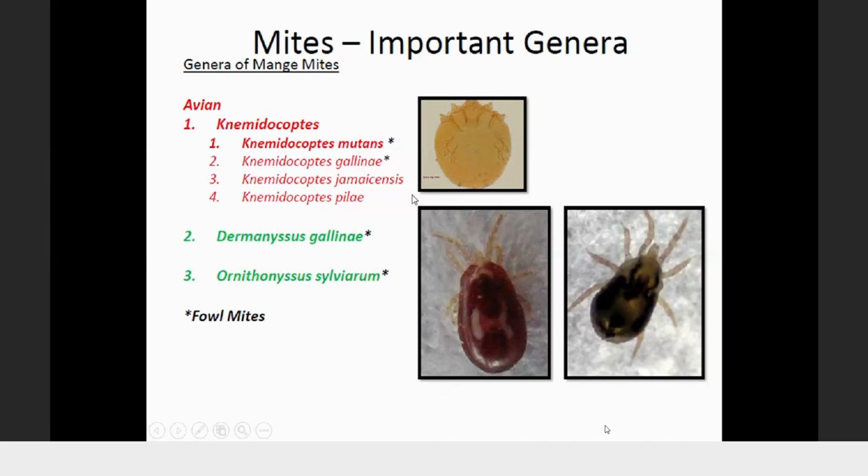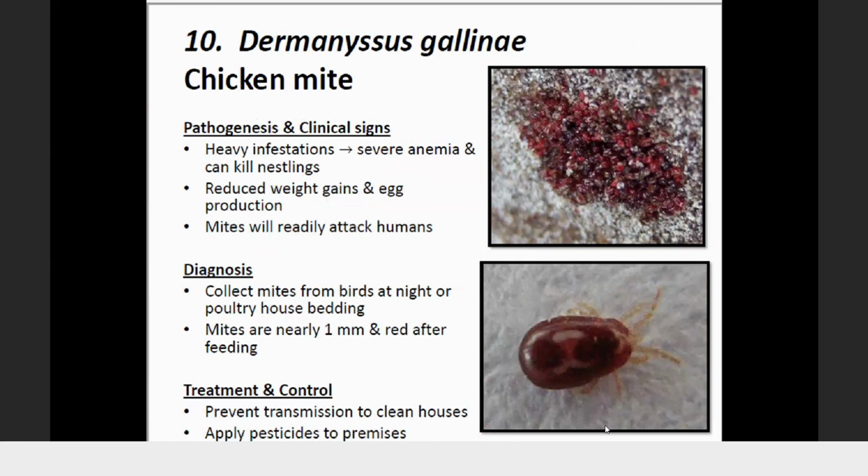Okay, for every we have many doctors, analysis and analysis. If for the analysis study, in heavy infection can be reduced anemia and reduce weight and impression and mice can also affect humans. So for diagnosis, you can collect mice for the analysis or choose feeding and mice and one and rat are feeding. So treatment and control prevent transmission to the house and avoid pesticides or the analysis.